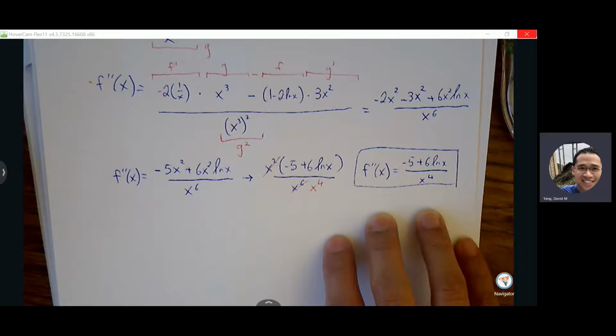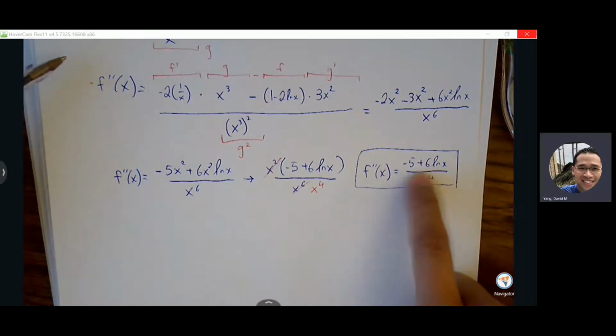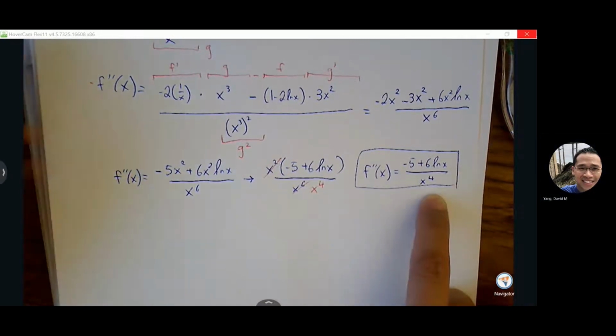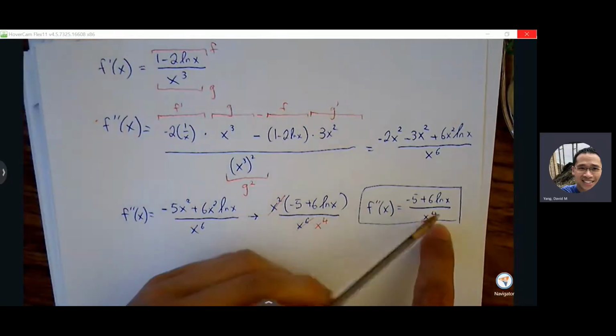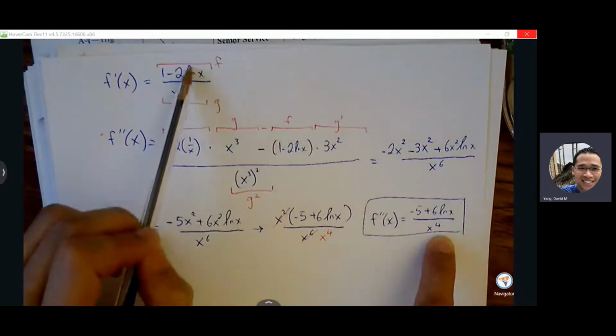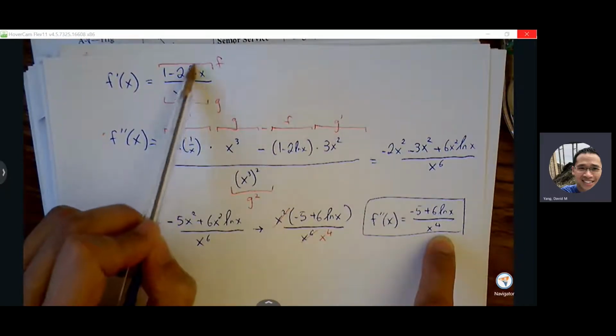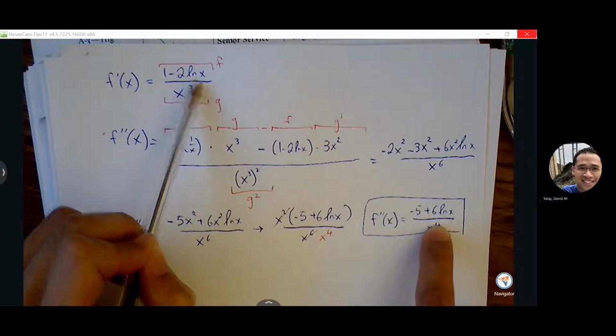Okay, we want to find our critical points. We set the numerator equal to 0. And we can try to set the denominator equal to 0, but if we set the denominator equal to 0, x equals 0, and we know that 0 is not part of our domain because natural log can't take 0 to begin with. So just the numerator.